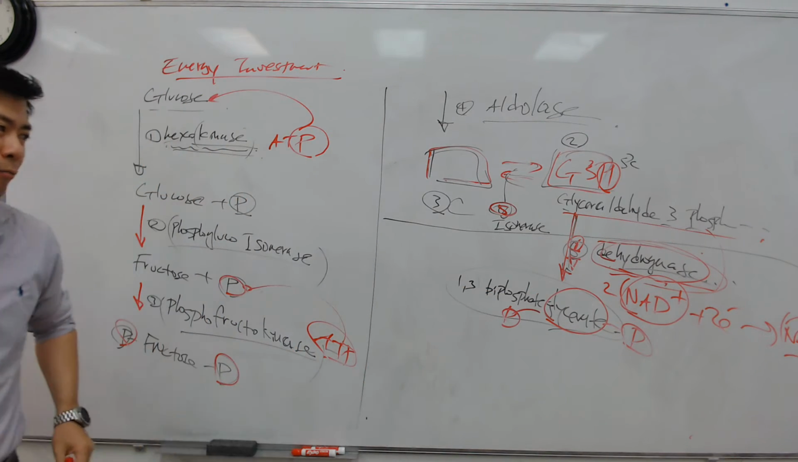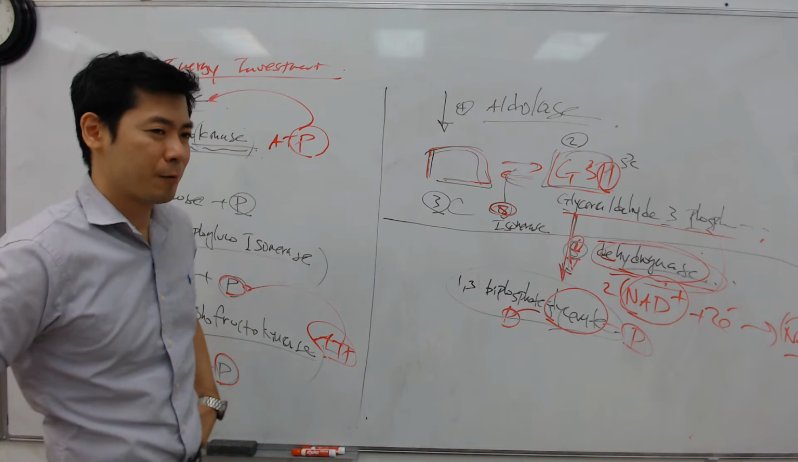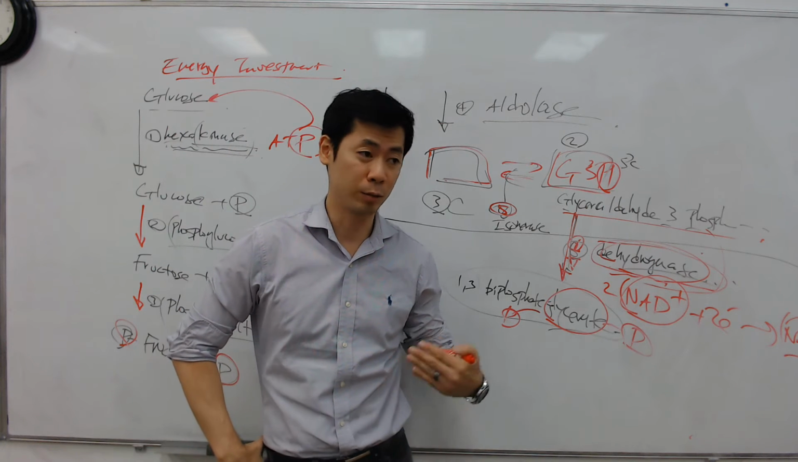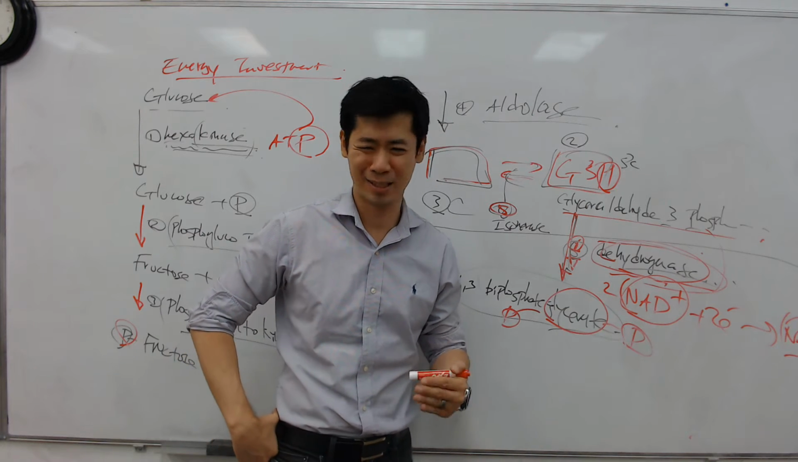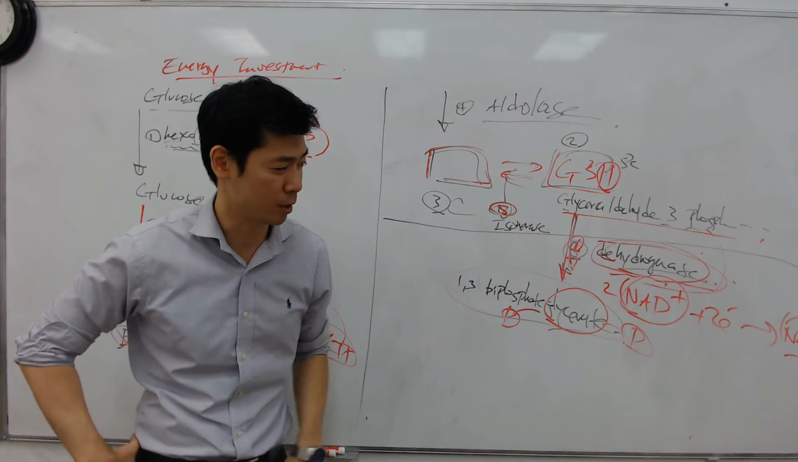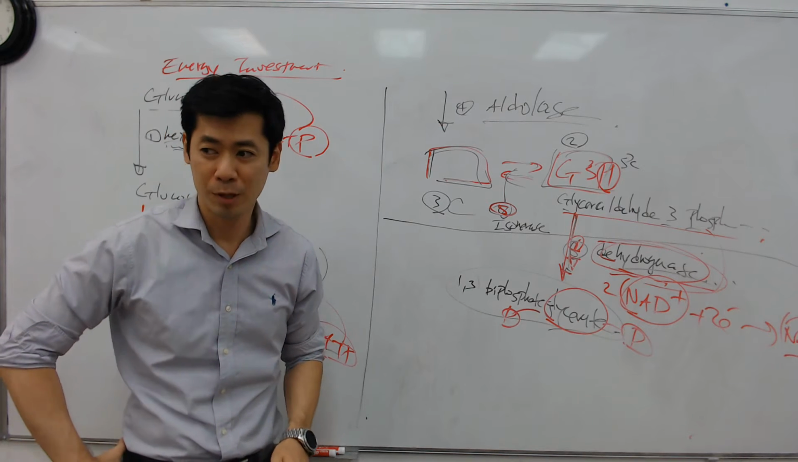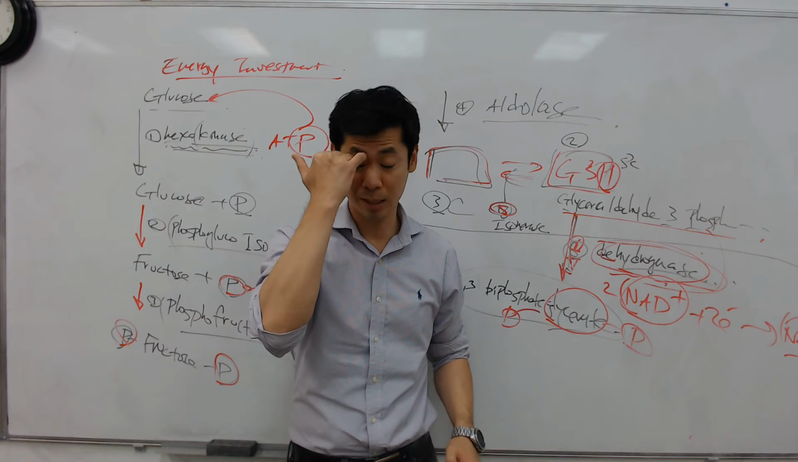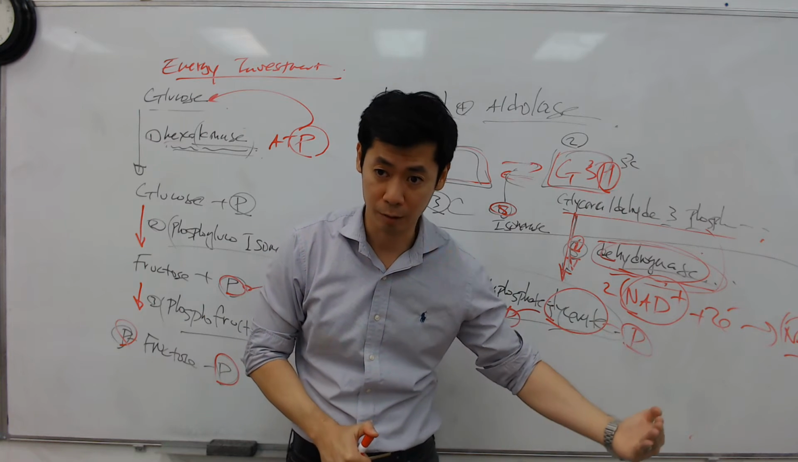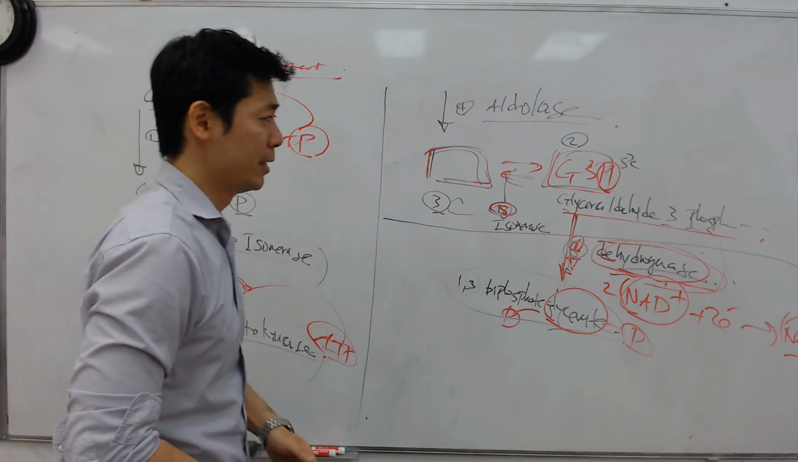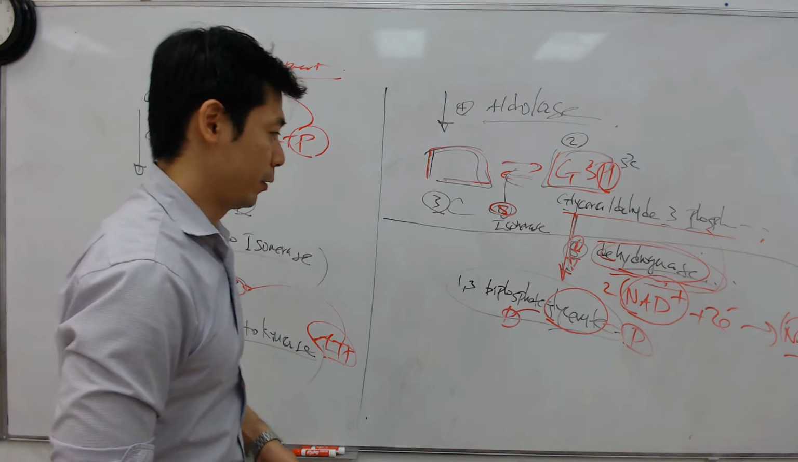The reason for that is something bio loves to talk about: a coupled reaction. A coupled reaction can be anything in bio, but a lot of the time, a coupled reaction is a reduction-oxidation reaction. So glyceraldehyde 3-phosphate.